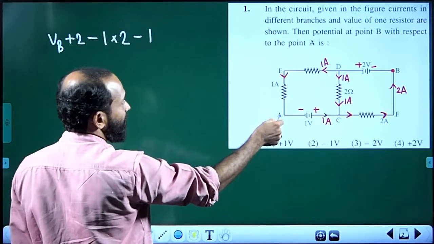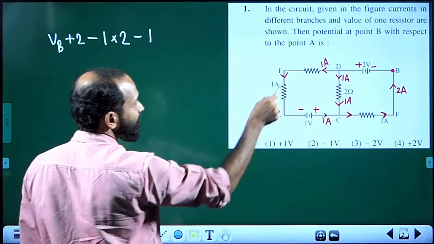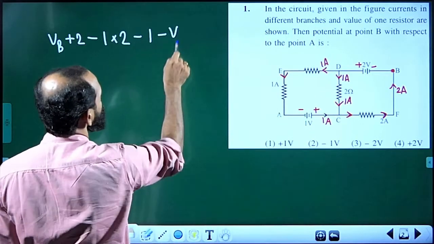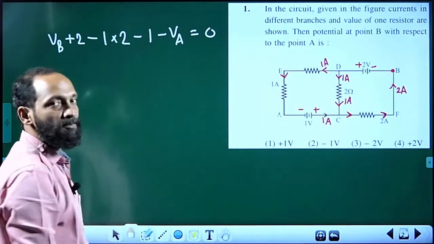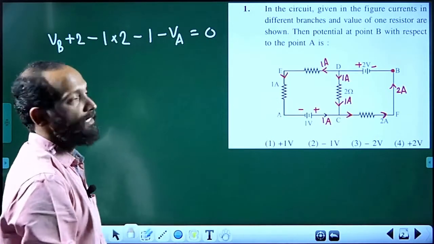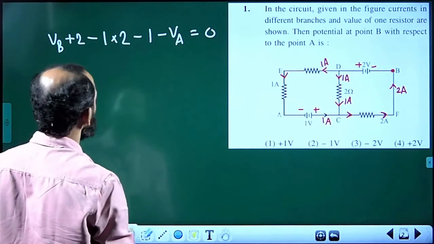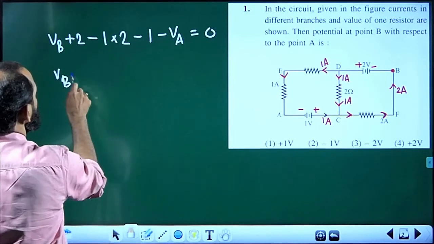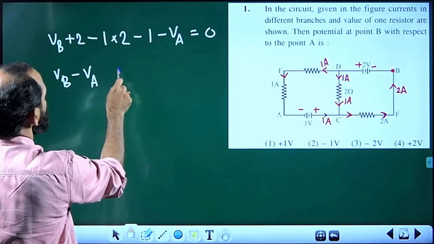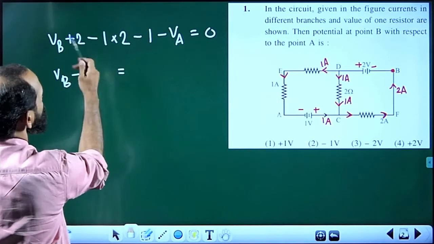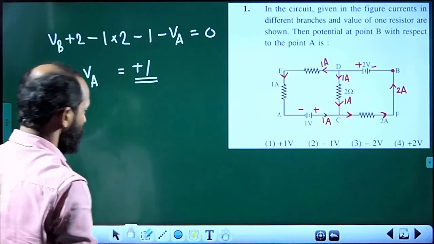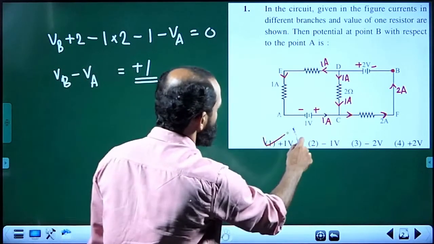The potential of A is relatively negative, as we have assumed B has to be positive. So, minus VA is equal to 0. The algebraic sum of potential changes is equal to 0 between A and B, considering that as an open loop. That is VB minus VA is asked. VB minus VA is equal to this plus 2 and minus 2 cancels. This minus 1 going to the right side becomes plus 1. So, the correct answer is plus 1, that is first option.